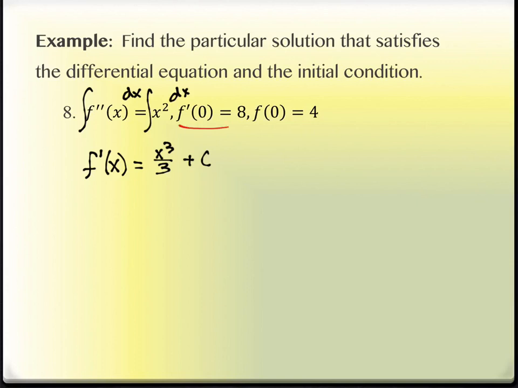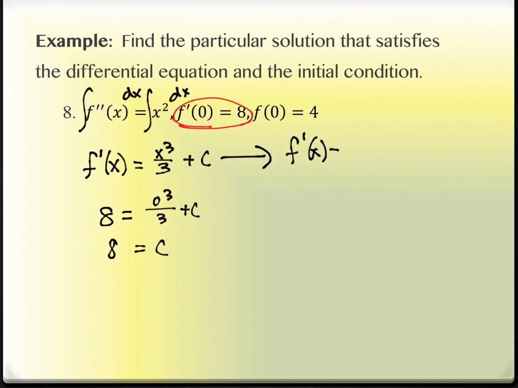The notation for f prime says that I have to be given two initial conditions to make this work. So f prime of 0 is 8. So I replace the f prime with 8 on the left and the x with 0 on the right. What will c equal? 8. Yeah. So my function is now f prime of x equals x cubed over 3 plus 8. But I have to do it a second time. I'm trying to find the original function. So I'll take it one more time.